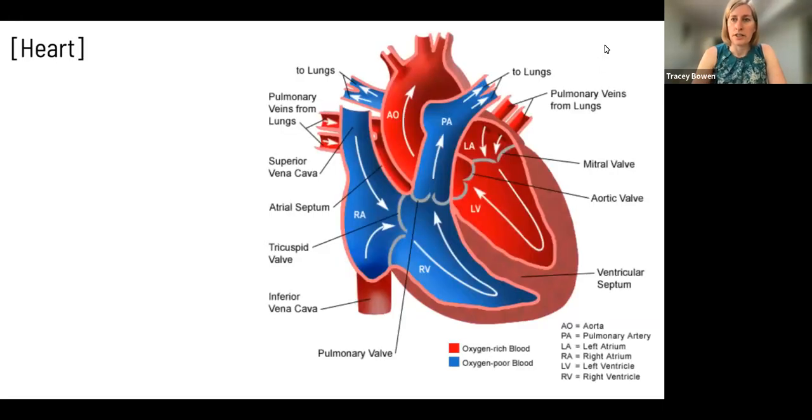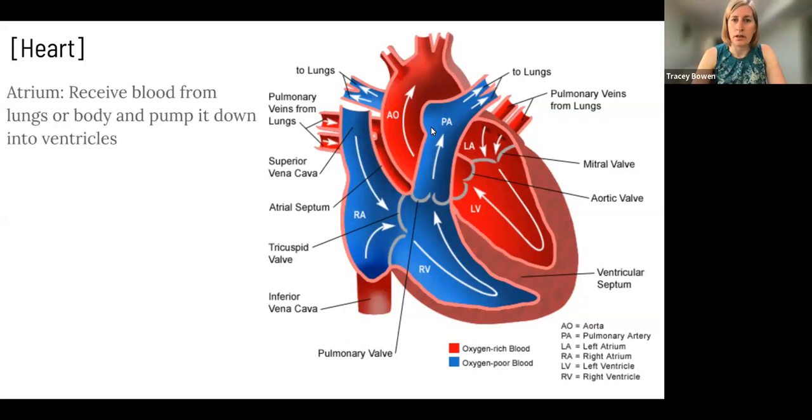So this here is a diagram of the heart, and the atria are up here at the top, this one and this one. Right atrium is on the left side, because if you were to have your heart inside your chest and then you pulled it out and looked at it, it would be flipped around. So this is showing how it would look if it were inside your body.